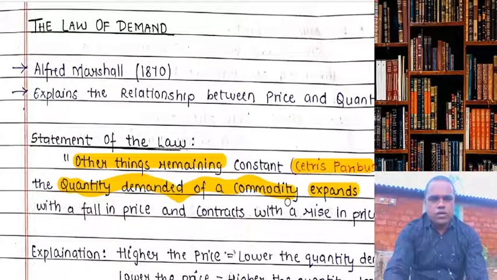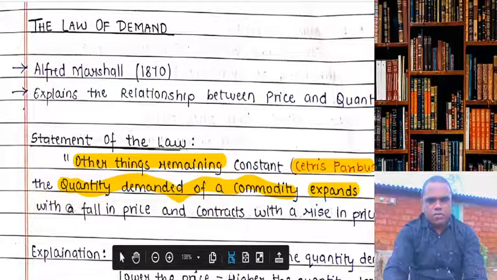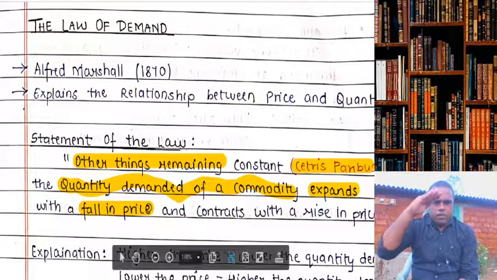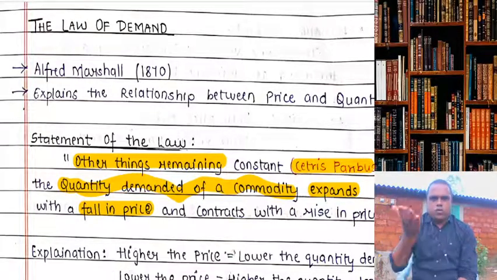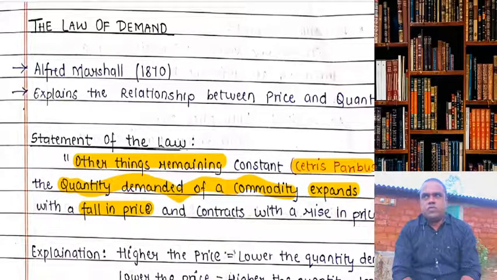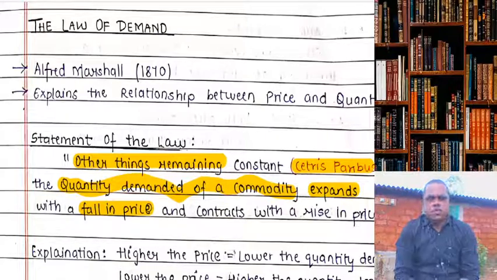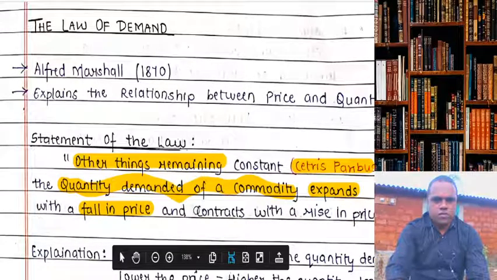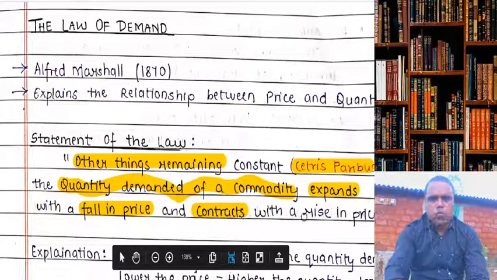Children, when does the quantity demanded expand? Whenever there is a fall in the price of a particular commodity. So whenever the price falls, the demand is going to expand. And then we have a shortcut in which we say vice versa. Vice versa means, children, exactly the opposite. If the quantity demanded expands with a fall in price, then what is the opposite, children? The quantity demanded will contract with a rise in price.